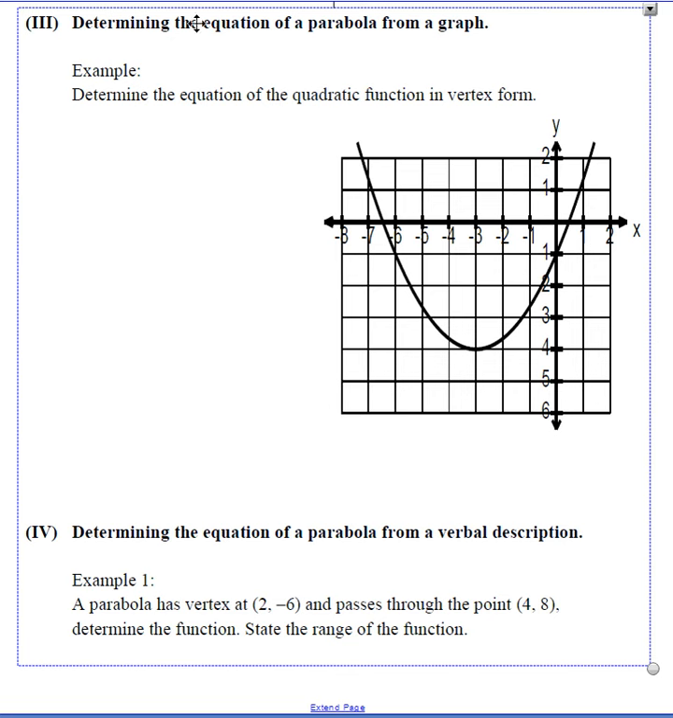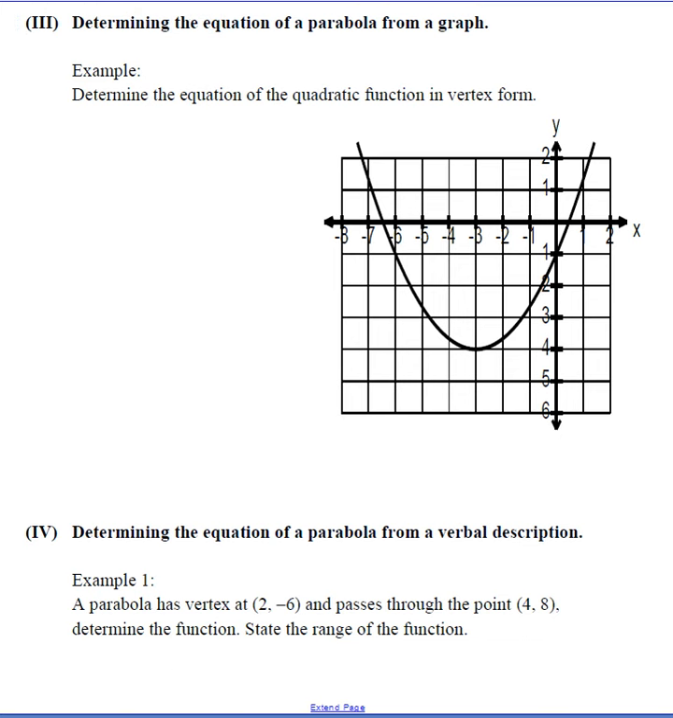Okay, now in this example, we're going to finish off a couple more samples of questions that are in vertex form. All right, so determine the equation of a quadratic function in vertex form. So first let's write out what vertex form is: y = a(x - p)² + q. So first thing to pick up is p and q values. And that's your vertex.